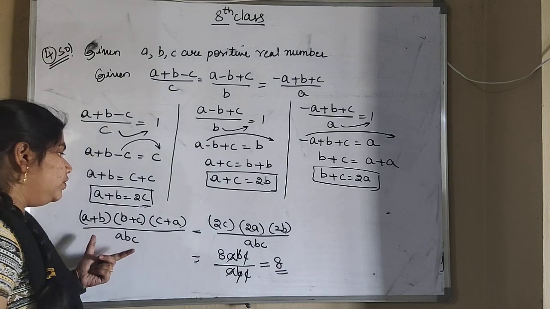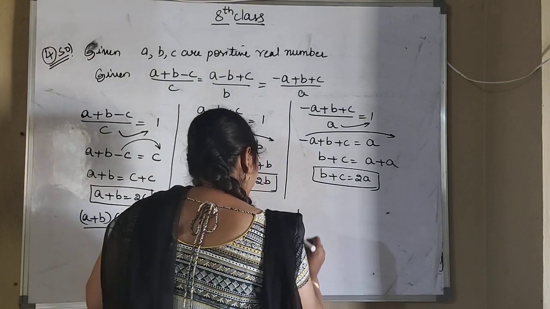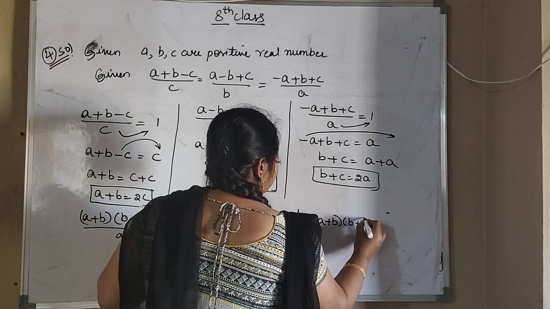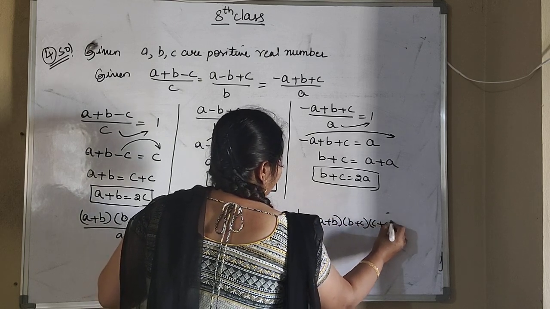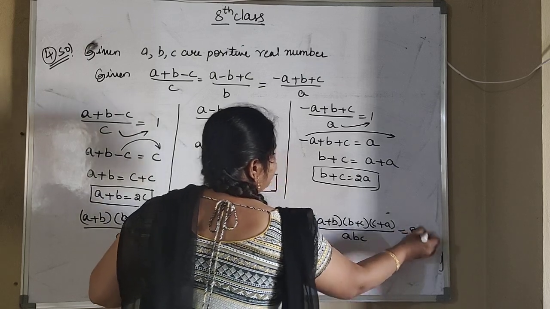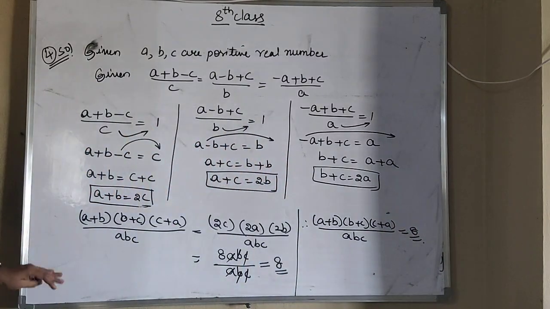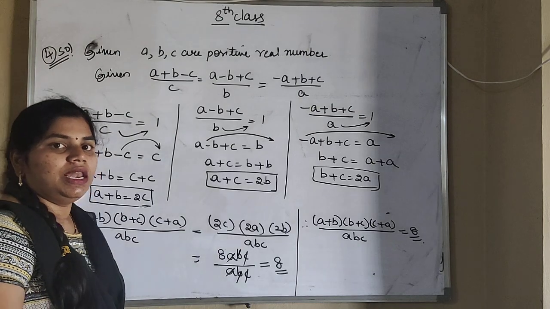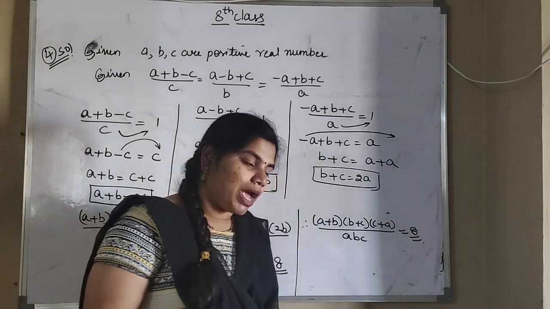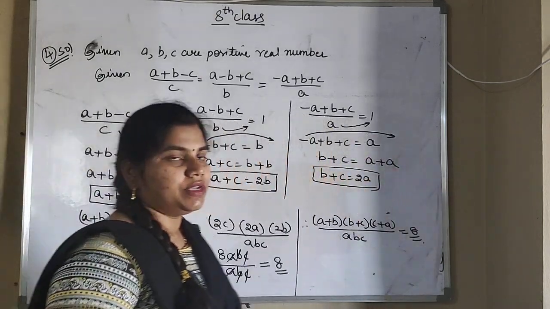Therefore, (A plus B) into (B plus C) into (C plus A) by ABC, the value you got is 8. So this is our fourth solution and this is the last question in 11.3. Now we are going to learn about identities. Some important identities we will learn.